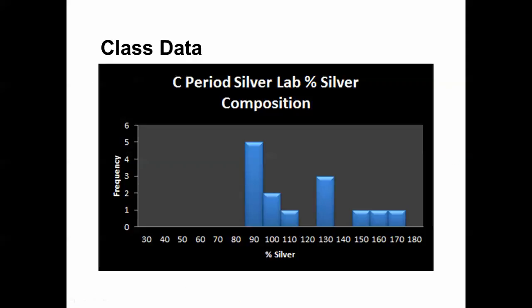For the class, most of the class got in the range of 80 to 90% silver.